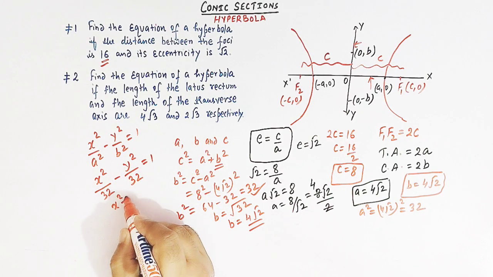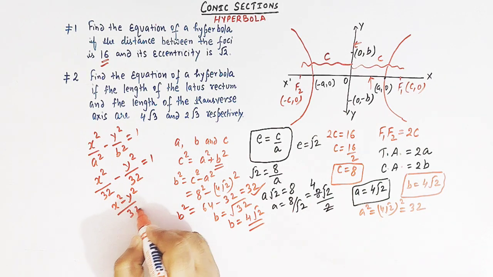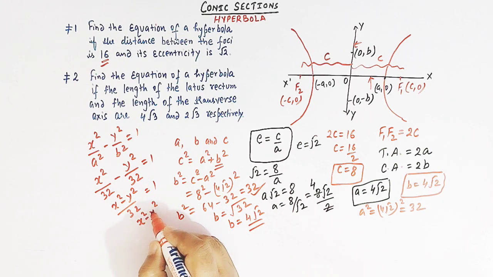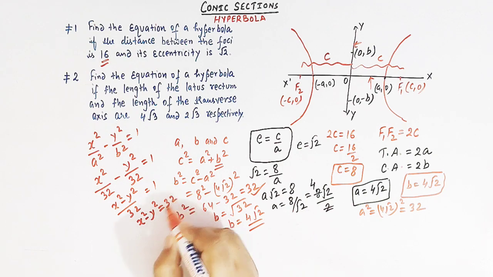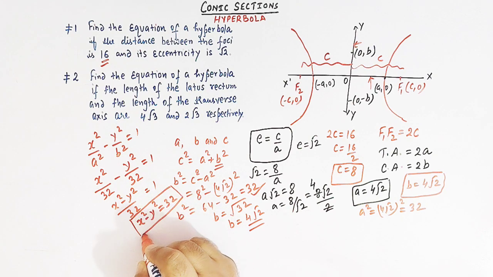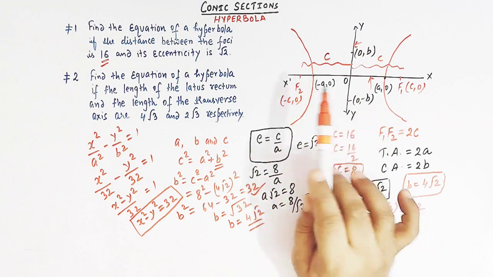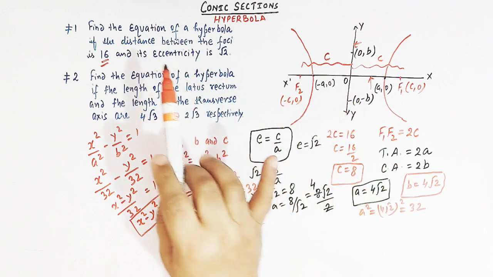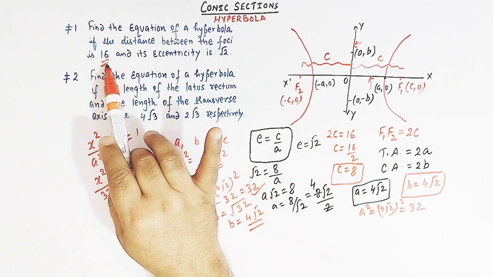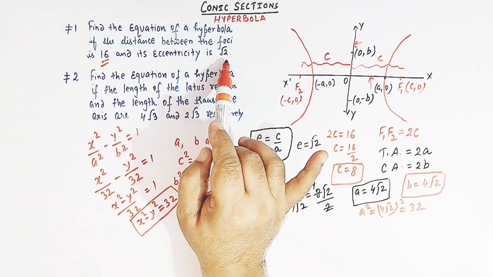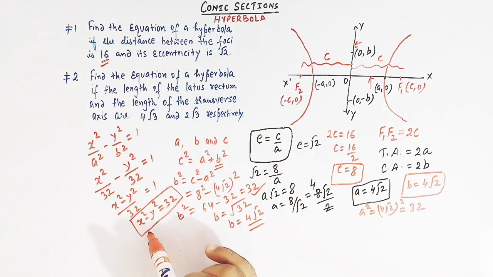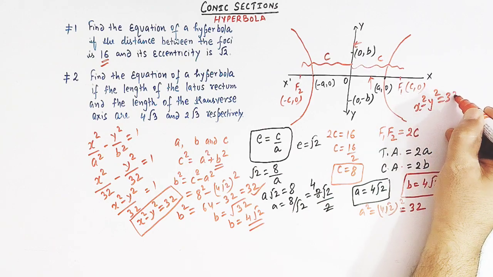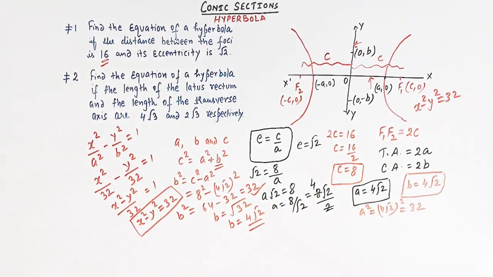So we have x square minus y square over 32 is equal to 1. So we can also write this equation as x square minus y square is equal to 32, right? So viewers, the standard equation of this hyperbola, where the distance between the foci is 16 and the eccentricity is given as square root of 2, is given by x square minus y square is equal to 32, right?